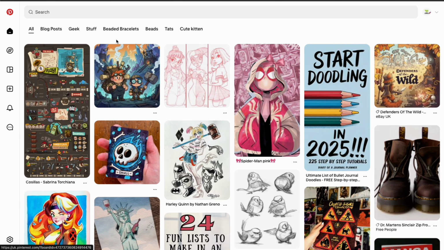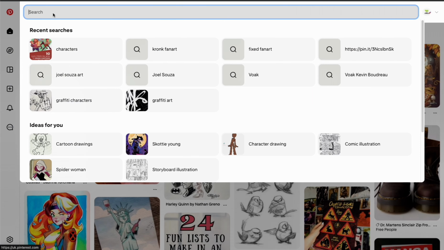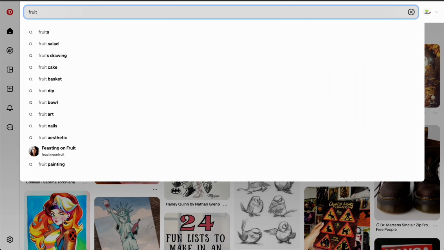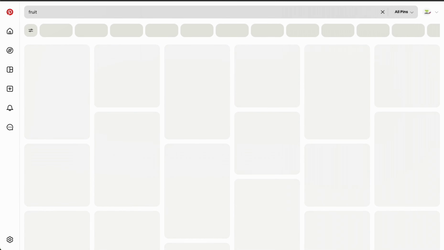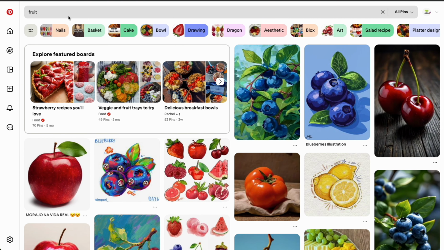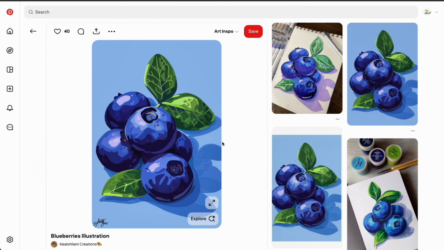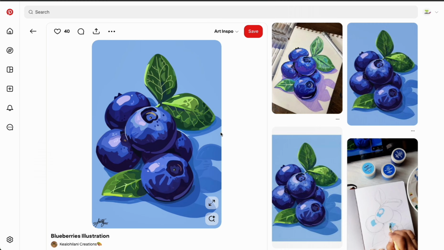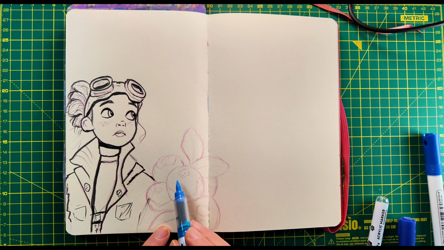So here we are back at Pinterest for the second prompt. The second word is fruit. So we will be typing in fruit and let's see what fruit we get. I'm guessing this one's the first one. So blueberries. So yeah, let's go with these blueberries. I hate drawing still life and fruits, but we'll give it a go. So there you go, guys.